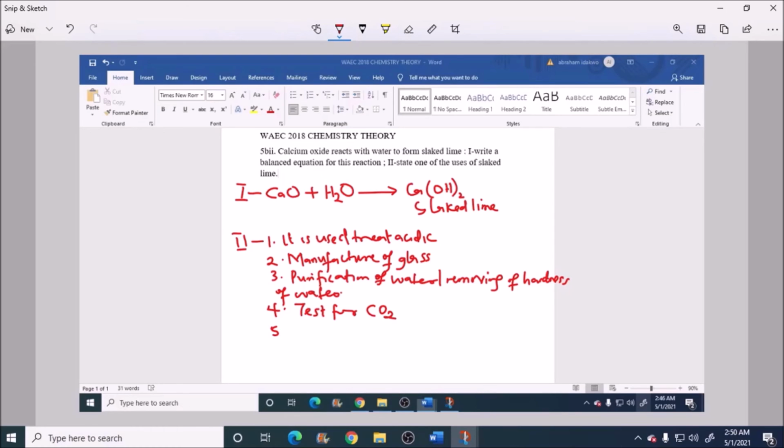or cement. Then don't forget that here we were only asked to state one use of slaked lime, so we can choose out of the 6 provided options. That is, number 1, it is used to treat acidic soil. It is used in the manufacture of glass. It is used in the purification of water or removing hardness of water. Then it is used to test for carbon dioxide, then production of bleaching powder. It is used to make mortar, plastic or cement.